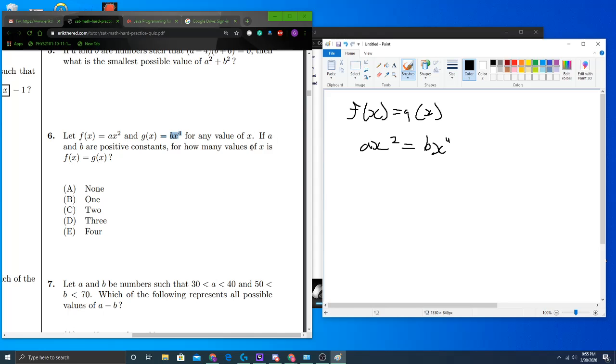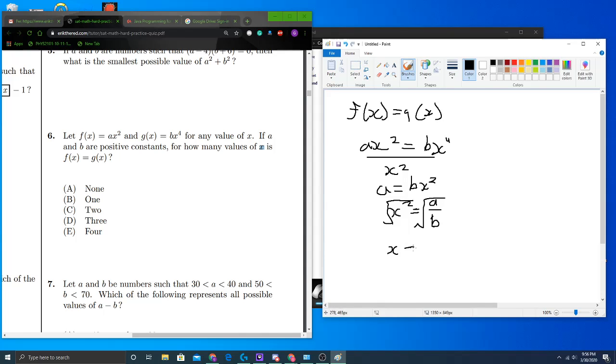So, for how many values of x? Because we're looking for values of x, I'm going to try to simplify x onto one side. So let's divide by x squared. So a is equal to b x squared. Then divide by b: x squared is equal to a over b. Then square root both sides.